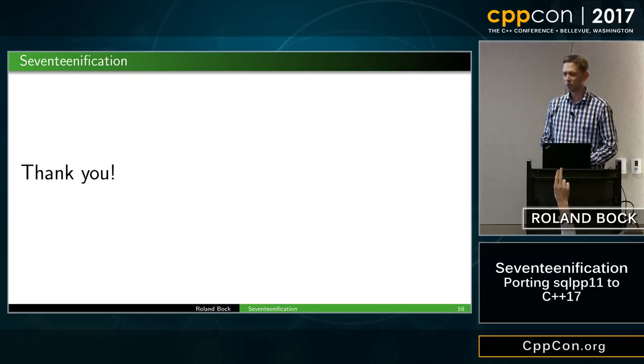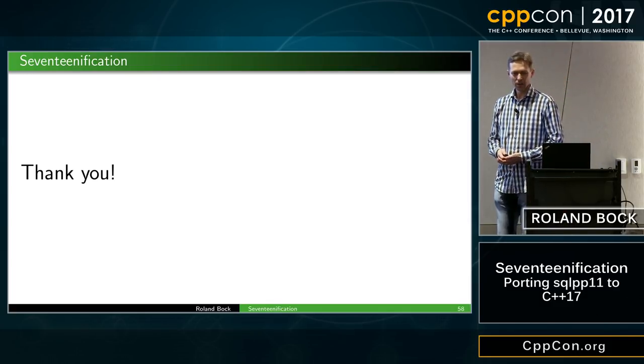Right, we have a couple of minutes for questions. Yeah, go ahead. You showed iteration over the return of your selects with a range-for. Can you use structured bindings to unpack the struct that you got back? So the question is, can I use structured bindings to deconstruct the result row? I guess so, yes. If not, then I'll try to make it happen for sure.